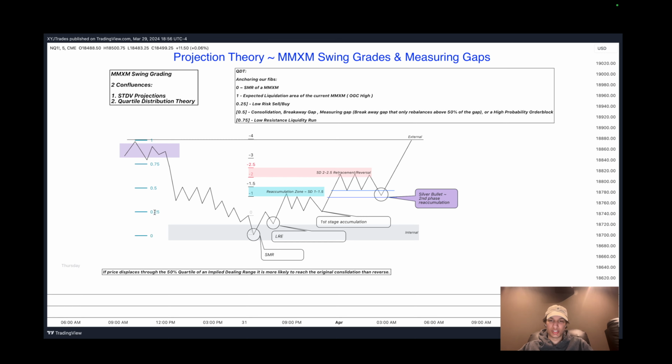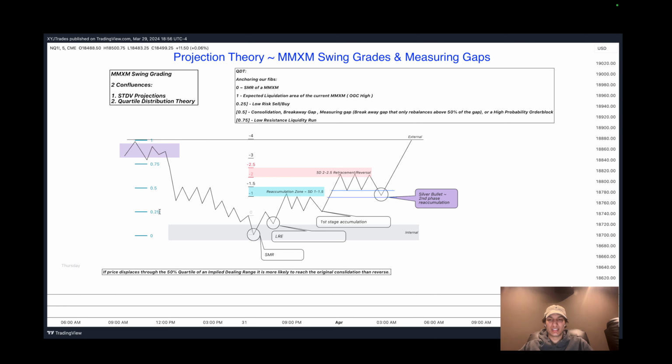So as we've spoken earlier about, at the 0 level, what we expect to see is our smart money reversal. So that's where we're going to be anchoring our first Fibonacci from. At the 0 to 0.25 level, that is where we expect to find our low risk buy or our low risk sell. So this is the area of the chart where in a market maker model, we expect to get that entry. Say we tag internal, we get a smart money reversal. In between this 0 to 0.25 or 25% of this range, we expect to see our low risk buy.